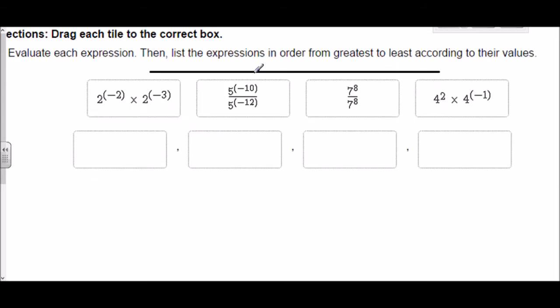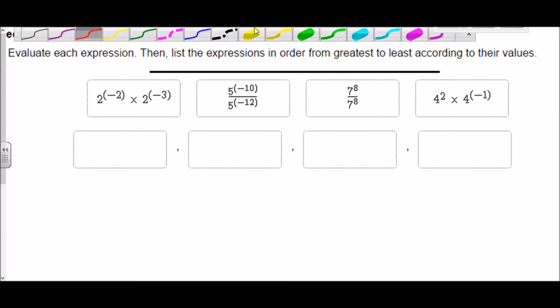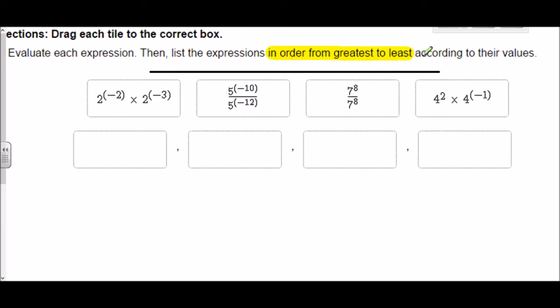Our last problem is the one that we think is complex, but again, it's really not. We have 2 to the negative 2nd times 2 to the negative 3rd, 5 to the negative 10th over 5 to the negative 12th, 7 to the 8th over 7 to the 8th, and 4 squared times 4 to the negative 1st power. And we're supposed to take these and put them in order from greatest to least.